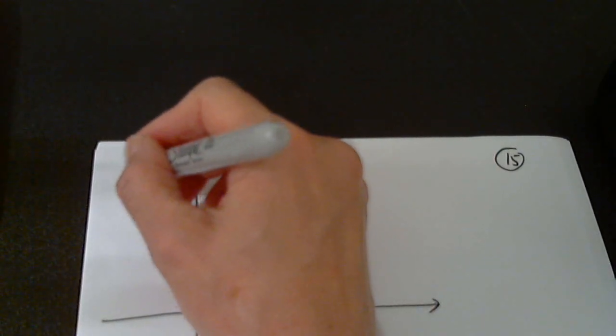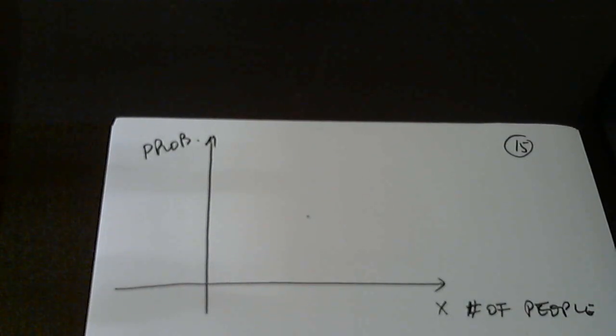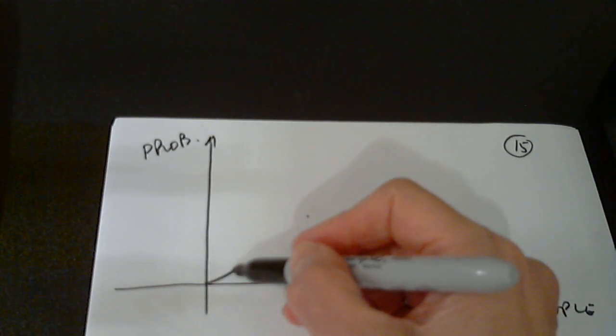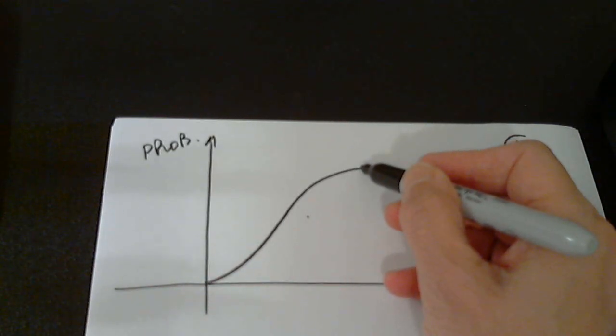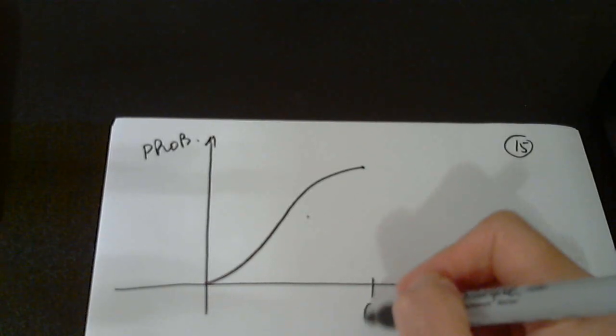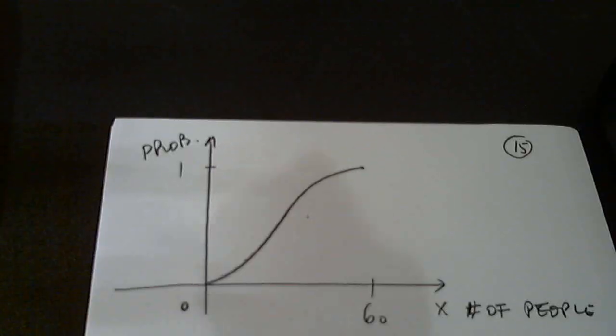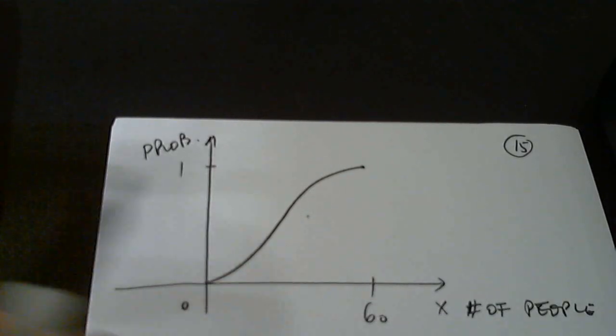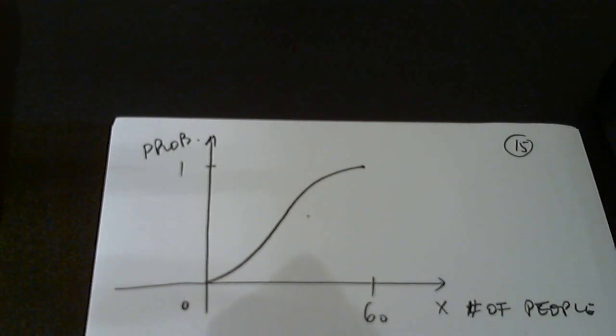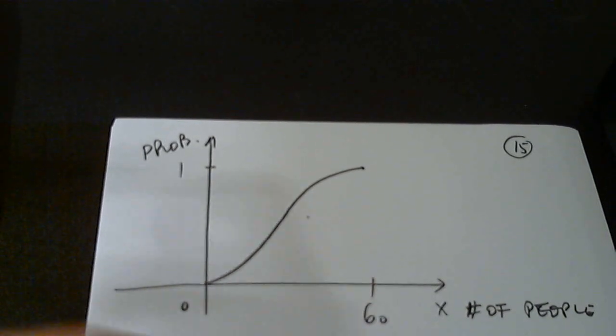So this is the probability, and this is X, the number of people. And the graph again, roughly, is something like this. And this is 60, and this is 1. Okay, good. So they want us to find f inverse of 0.25 and explain what it means.